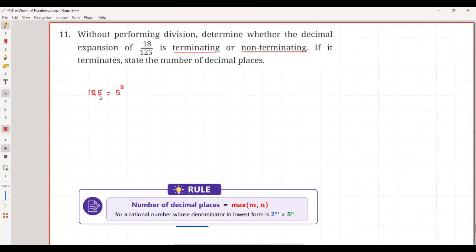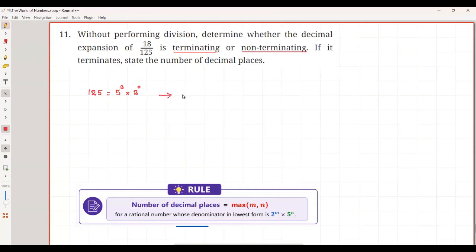Right? So 525 has only the prime factor 5 power 3. Or we can just write 5 power 3 into 2 power 0, and 2 power 0 is 1. If any number can be written in the form of 2 power m into 5 power n, that has a terminating decimal. So it can be written in the form of 5 power 3 into 2 power 0. Therefore, I can say 18 by 125 is terminating.